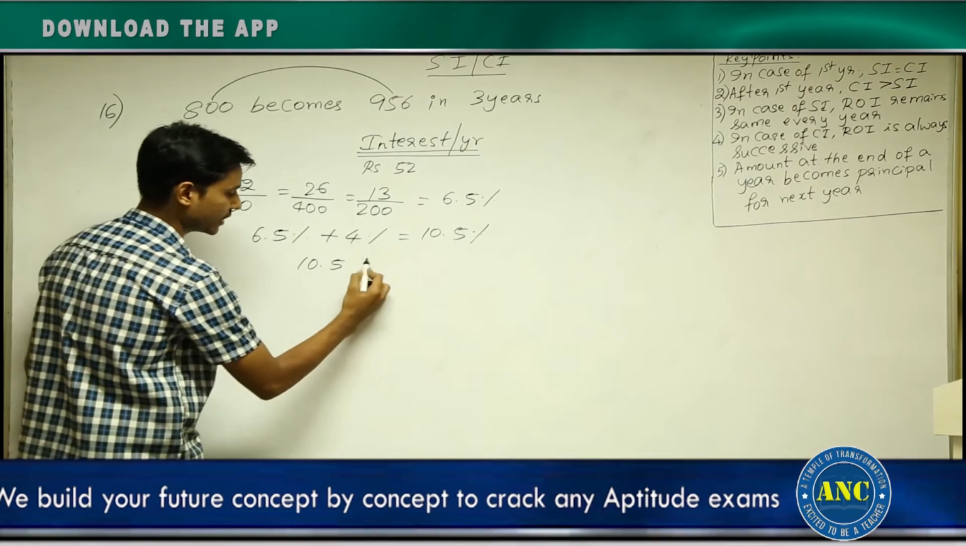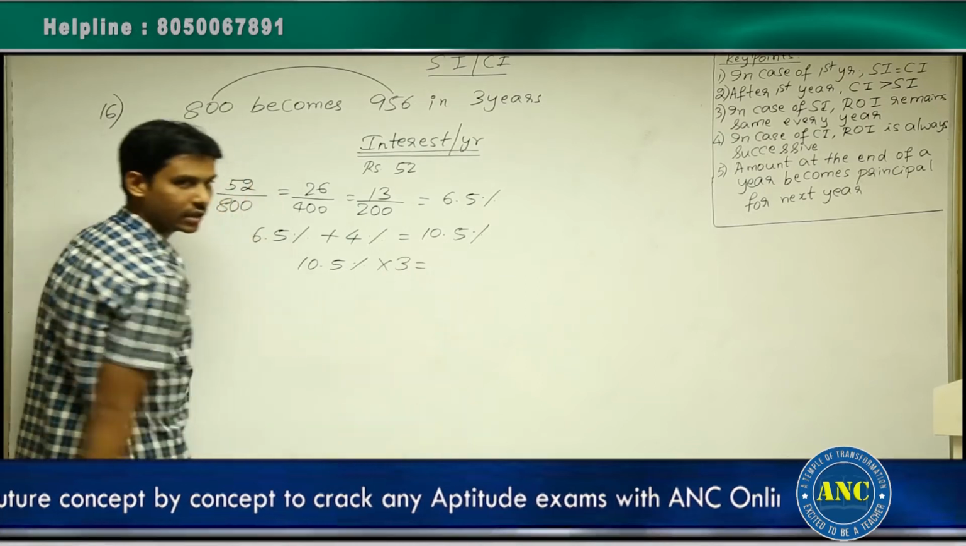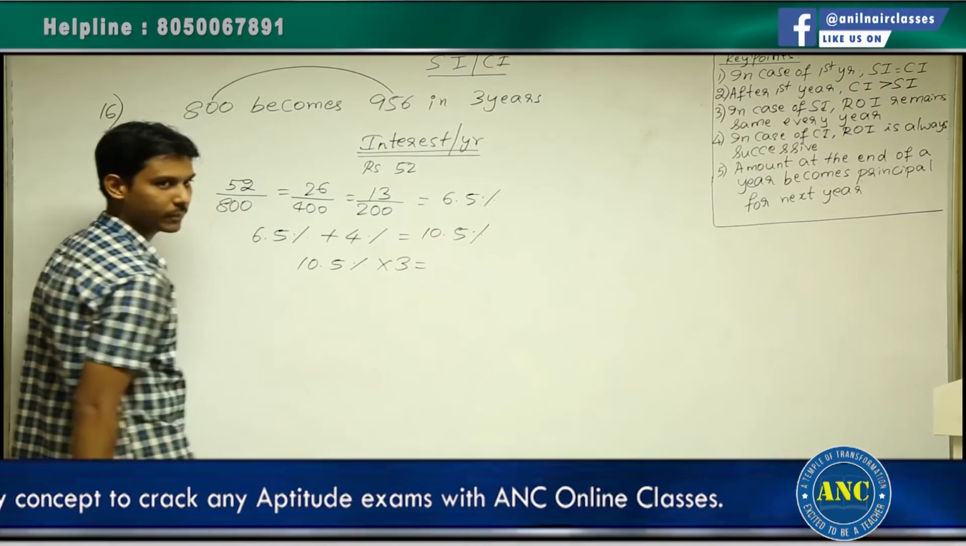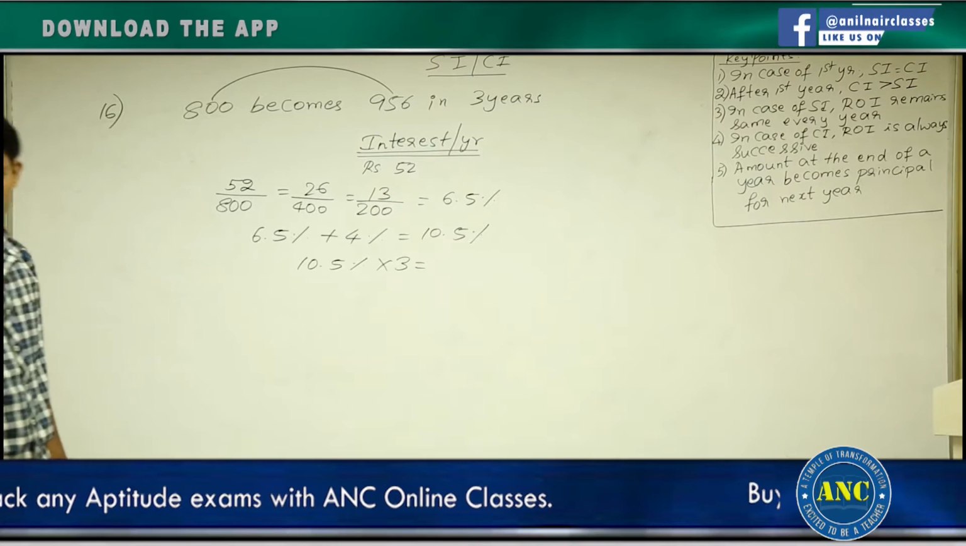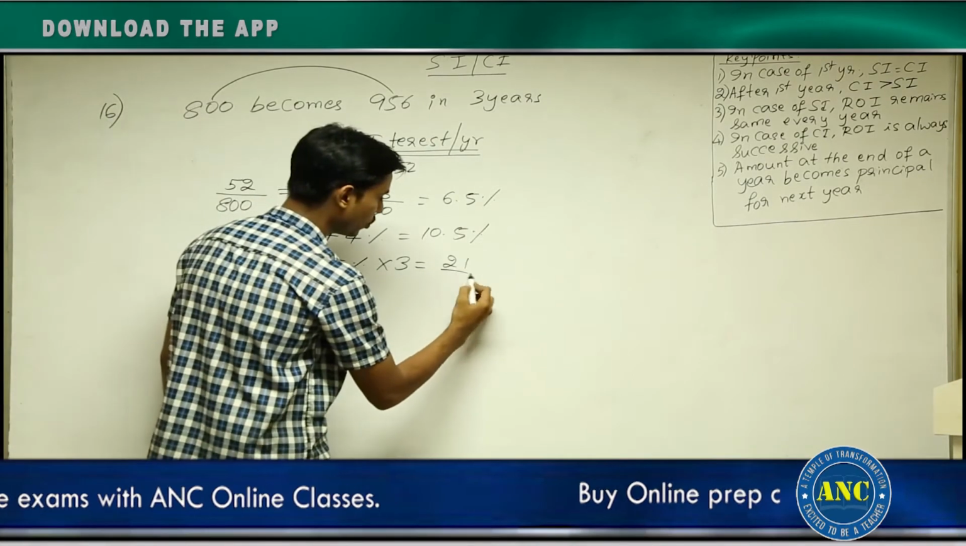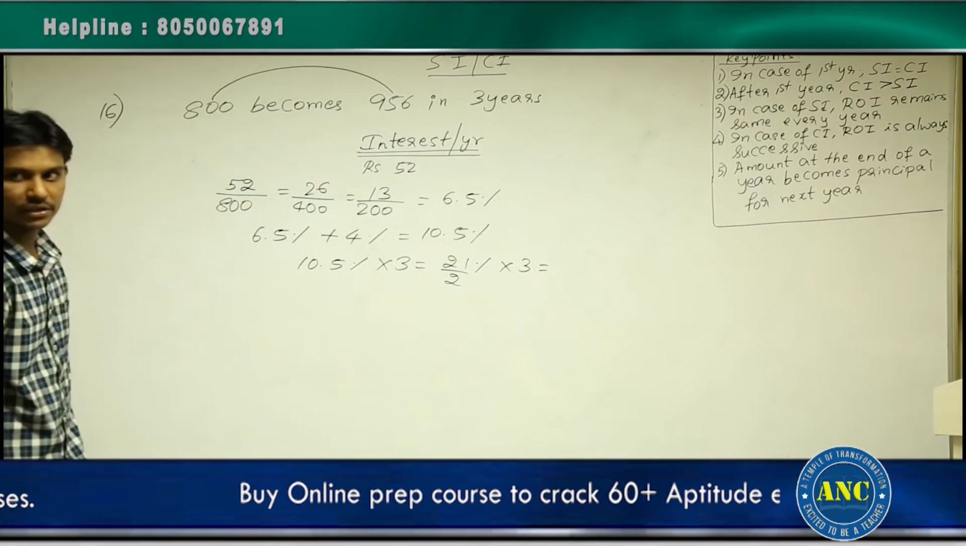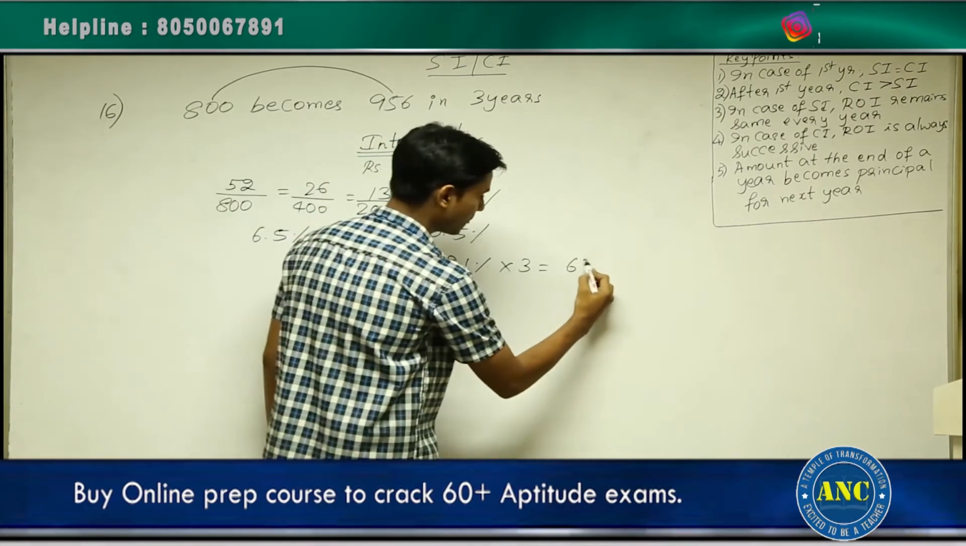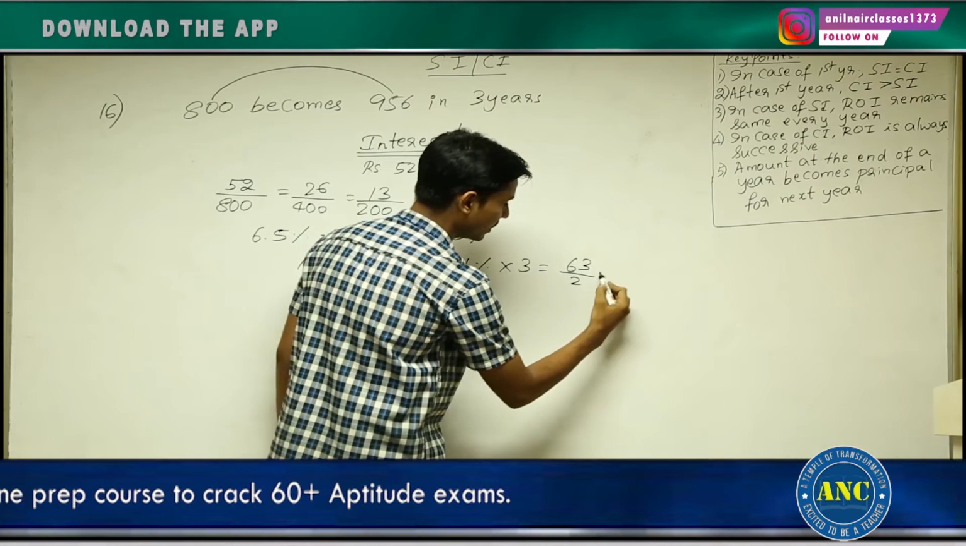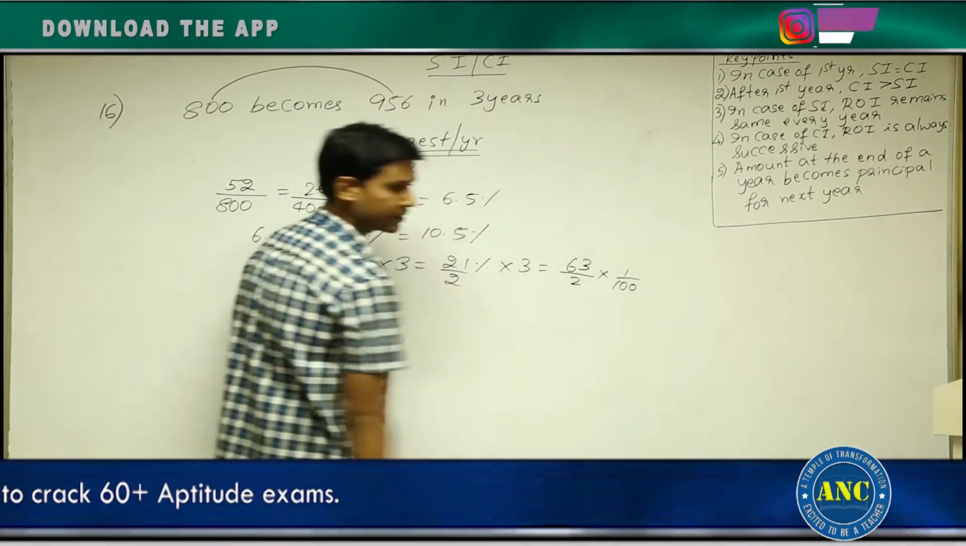What is the effective rate of interest? Can I call 10.5 percentage as 21 by 2 percentage? This is nothing but 21 by 2 percentage into 3. It is 63 by 2 percentage. Percentage is nothing but 1 by 100.